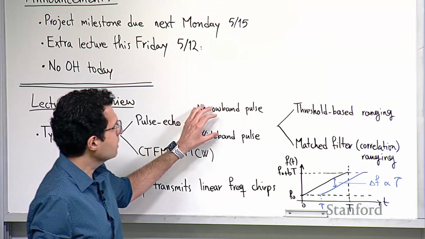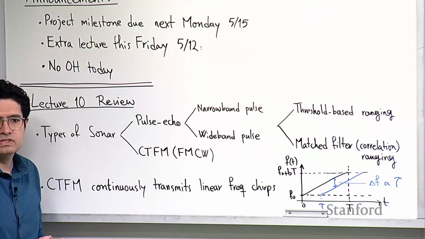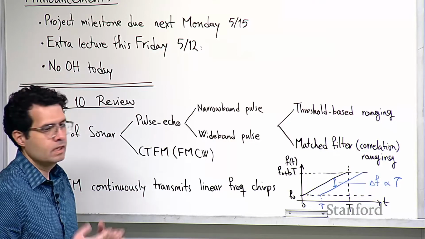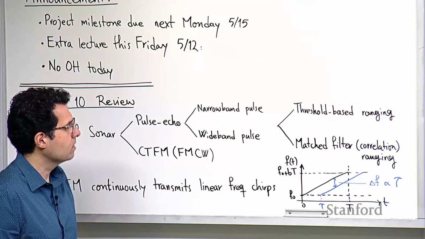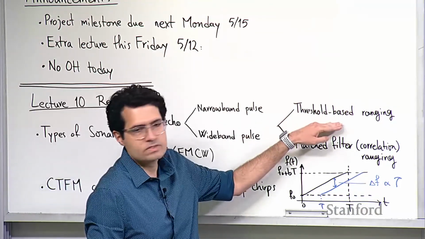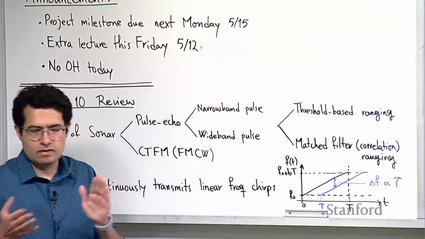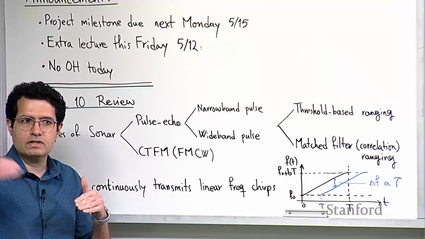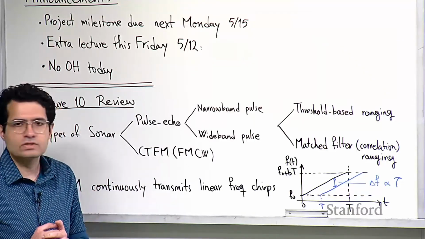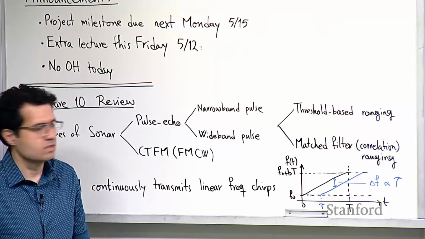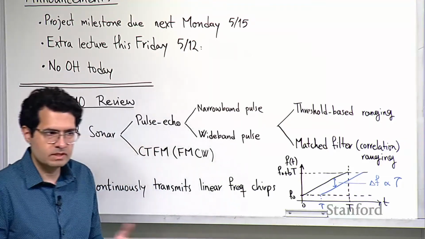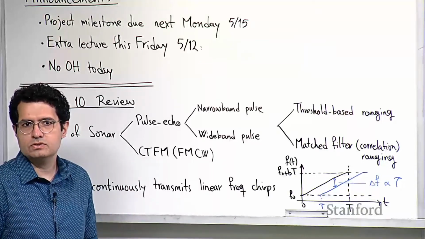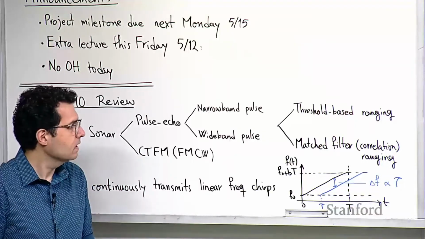And then in terms of how you detect range, the ranging algorithms for pulse echo sonar, we also looked at two main types of algorithms. The first one was threshold-based ranging, where you just rectify and integrate your received echo, and as soon as the output of your integrator passes a predetermined threshold, you declare a detection. Very simple algorithm. It can even be fully implemented in analog, so you might not even need an ADC and a DSP.